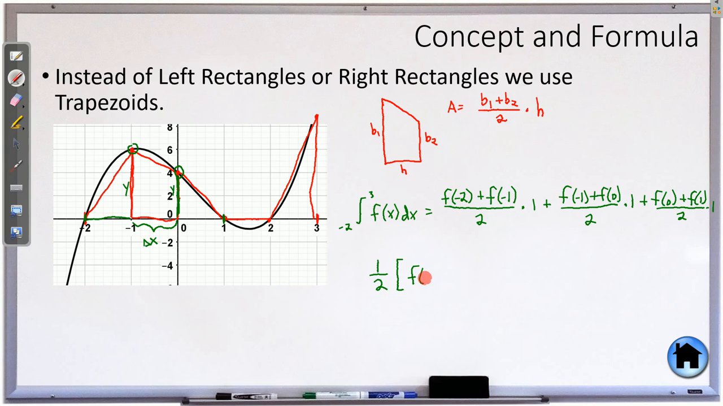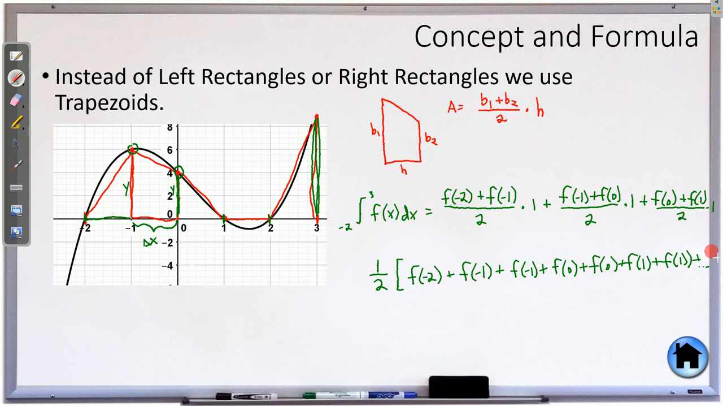So f at negative 2 plus f at negative 1. And here's where I'm hoping we can see the pattern. Plus f at negative 1 plus, now do you see how there's 2 f at zeros? Then there will be 2 f at 1s. Then there would be 2 f at 2s, because the 2 is used for this trapezoid and for this trapezoid. And then finally for f at 3, there'd only be 1 f at 3 because that is the end.